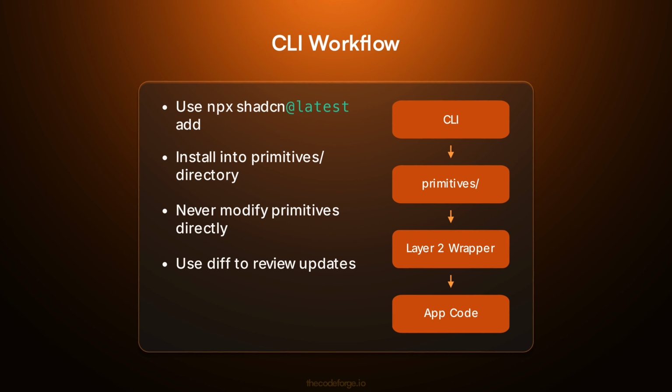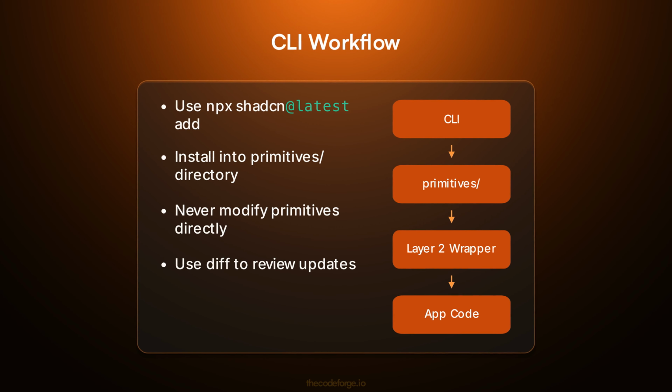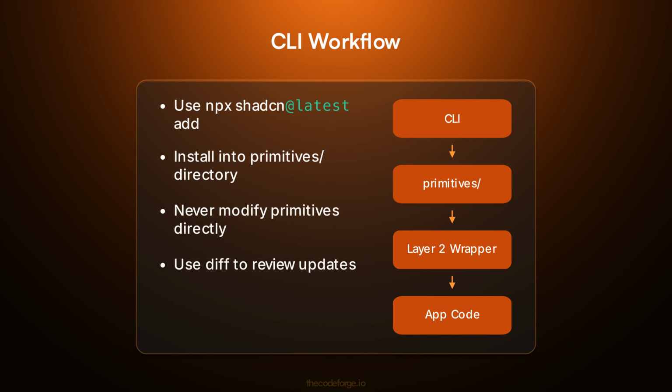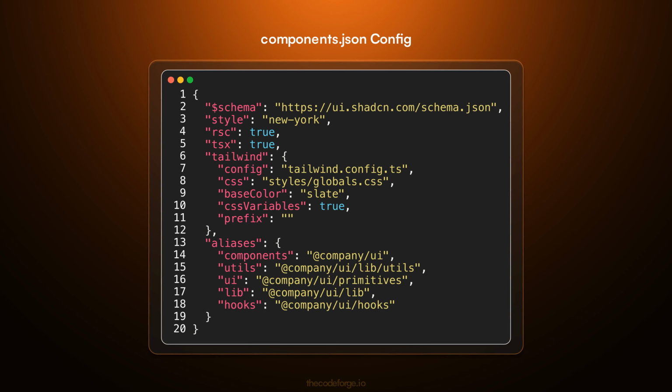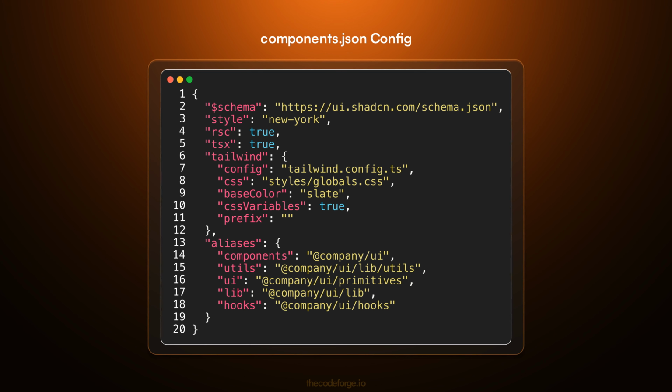The Shadcn CLI copies components into your project. In a monorepo, install primitives into a dedicated primitives directory inside the UI package. Never modify primitives directly, treat them as a managed upstream dependency. Configure components.json to point to the UI package root. This ensures the CLI installs primitives into the correct location and generates imports that reference the shared package.